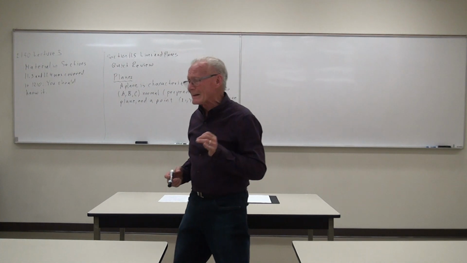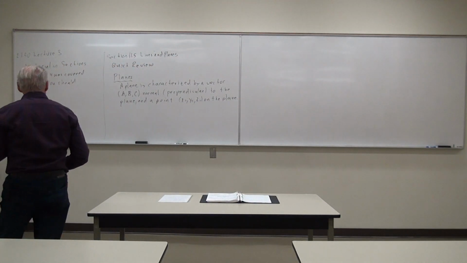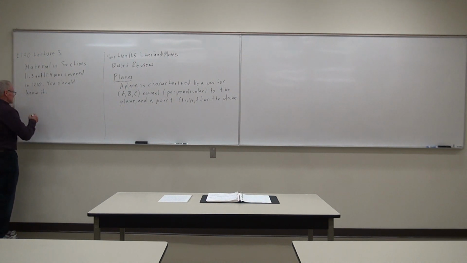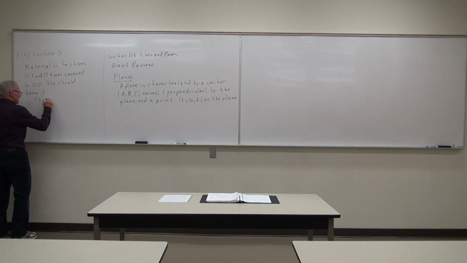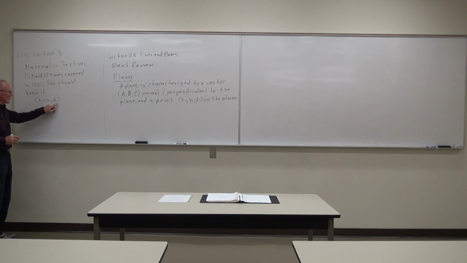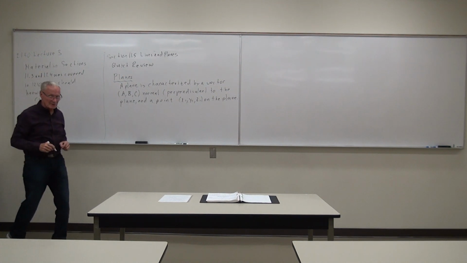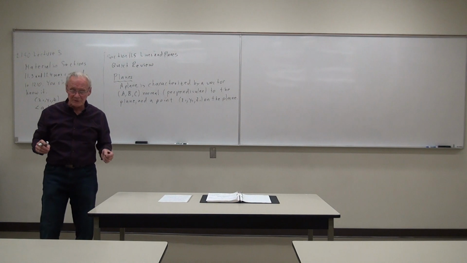But there is one difference in notation. In 1210, we were careful to distinguish between two things like this. When I put parentheses around three numbers, that was to indicate that these were the coordinates of a point. If I wanted to talk about vectors, we didn't use the parenthesis notation, we used this angular notation, and we were careful not to mix those up.